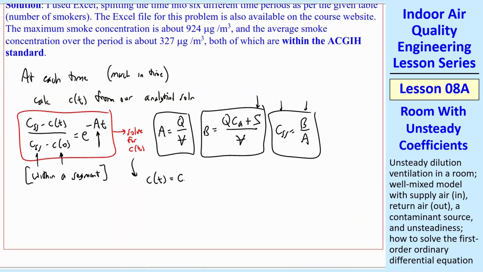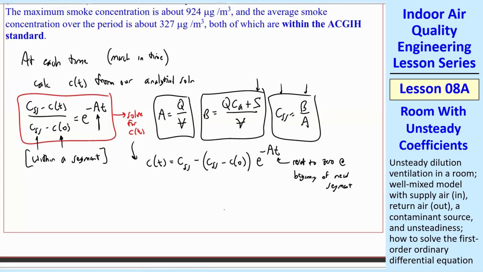Within one of these segments, C of t equals CSS minus C naught, which will also change when you change a different segment, times e to the negative AT. And at the beginning of each segment, you have to adjust your time to reset to 0 at the beginning of a new segment. And you have to recalculate your CSS and your C naught.